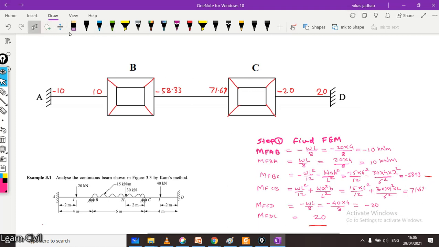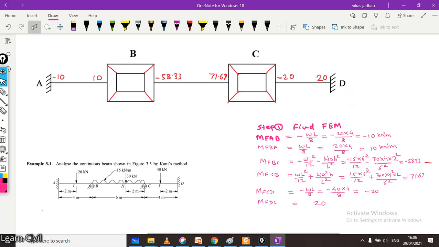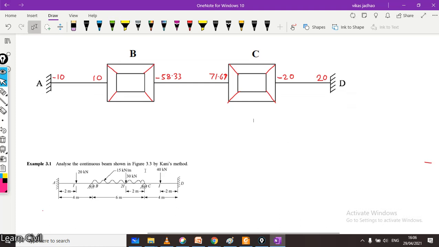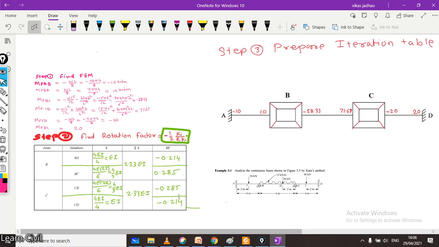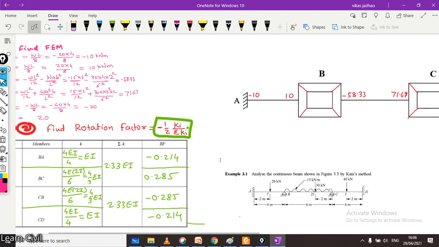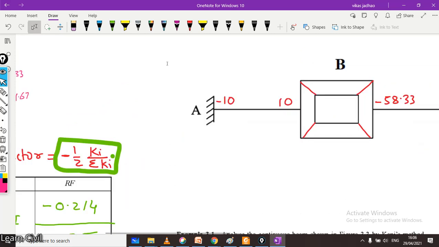Next we have to write down the rotation factor values. I'll just delete this because these are not required at all. We have already calculated the different rotation factors, so we'll write these values here. The rotation factor for BA is minus 0.214, so I'll write down minus 0.214 here.